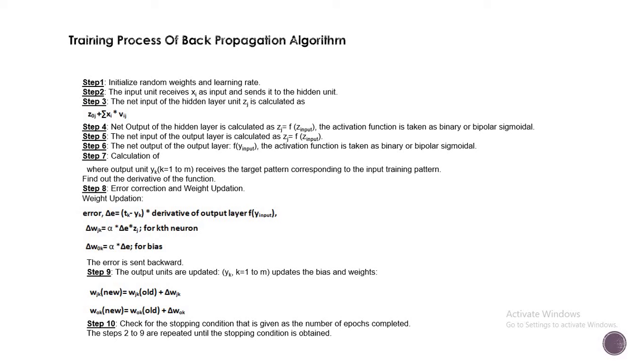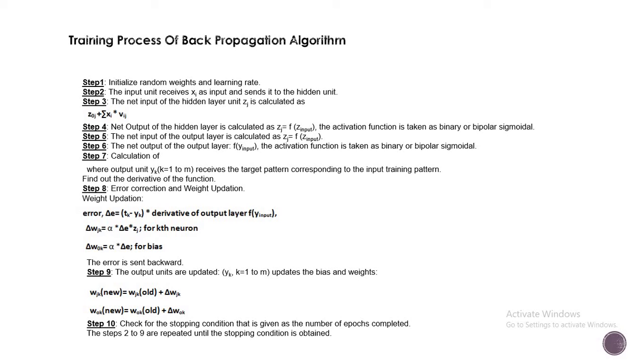Weight adaptation can be implemented as the error delta E is equal to tk minus yk into the derivative of the output layer f of y_in. Delta Wjk is equal to alpha into delta E into Zj for the kth neuron. For bias, delta W0k is equal to alpha into delta E. The error is sent backward. Step 9: the output units Yk, for k equal to 1 to m, update the bias and weights.